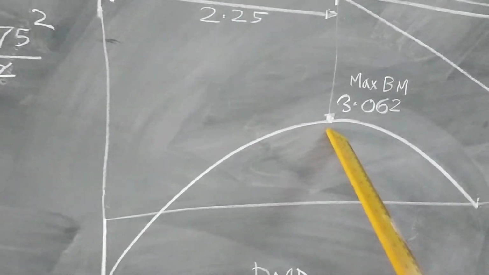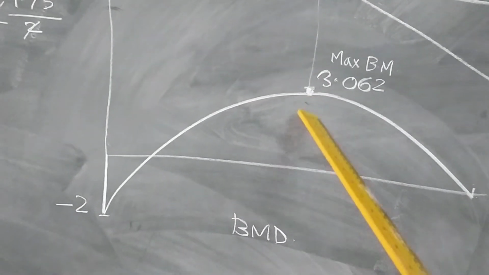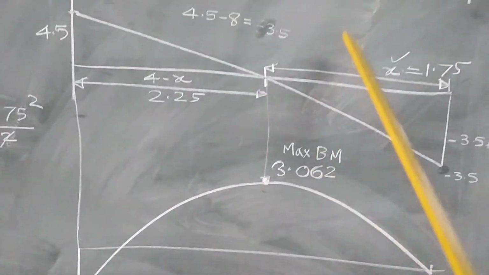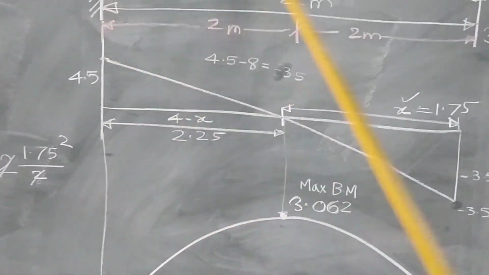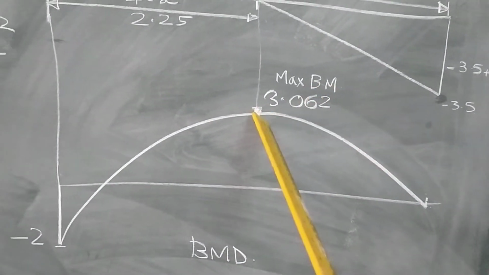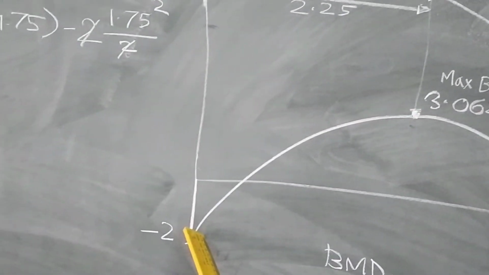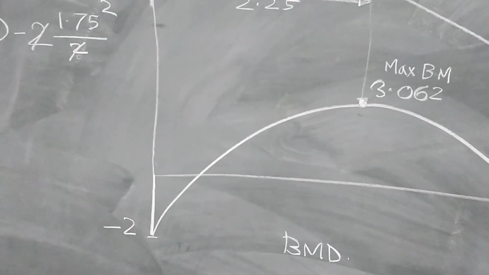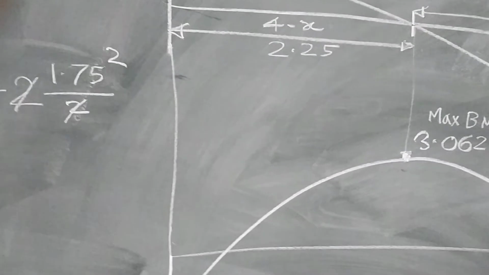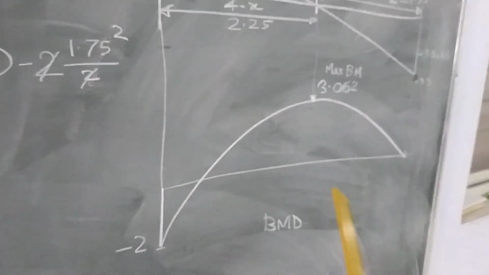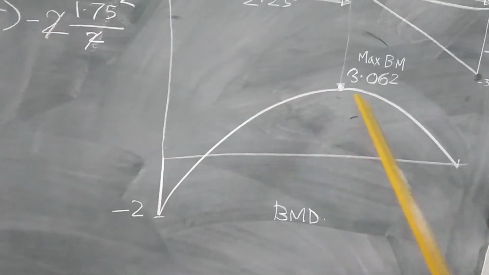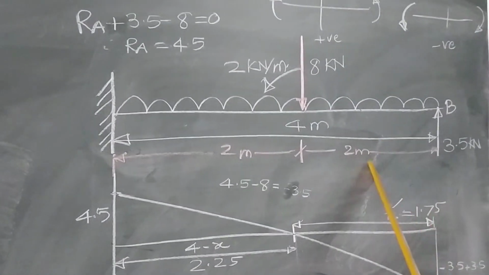So we have located here, as this is bending moment for UDL. This is a complete UDL for entire span. We have located 0, 3.062 and minus 2 at A. So joining with parabolic curve, we will have this type of diagram. This is nothing but bending moment diagram for this peculiar example.